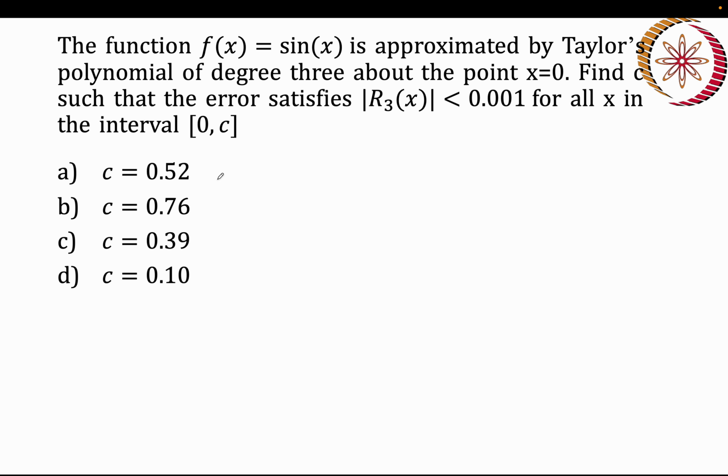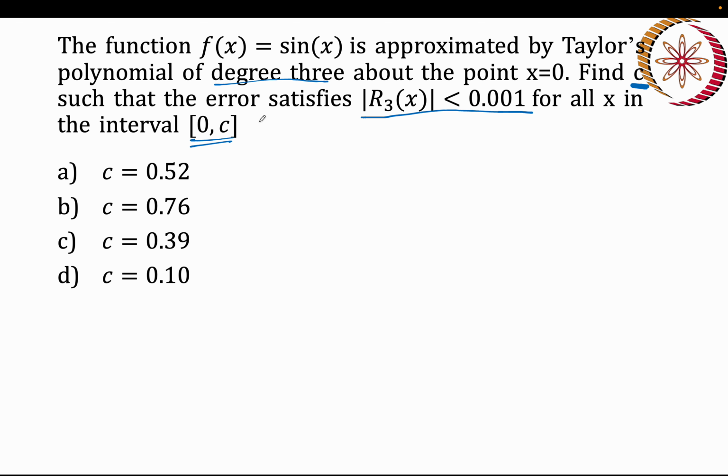Okay, so the next question is: the function f(x) = sin x is approximated by Taylor's polynomial of degree 3 about the point x0. Find c, so we have to find the c value such that the error satisfies this constraint. We are approximating by a third degree polynomial, so the error associated is R3, and it should be less than 0.001 for all x in the interval [0, c].